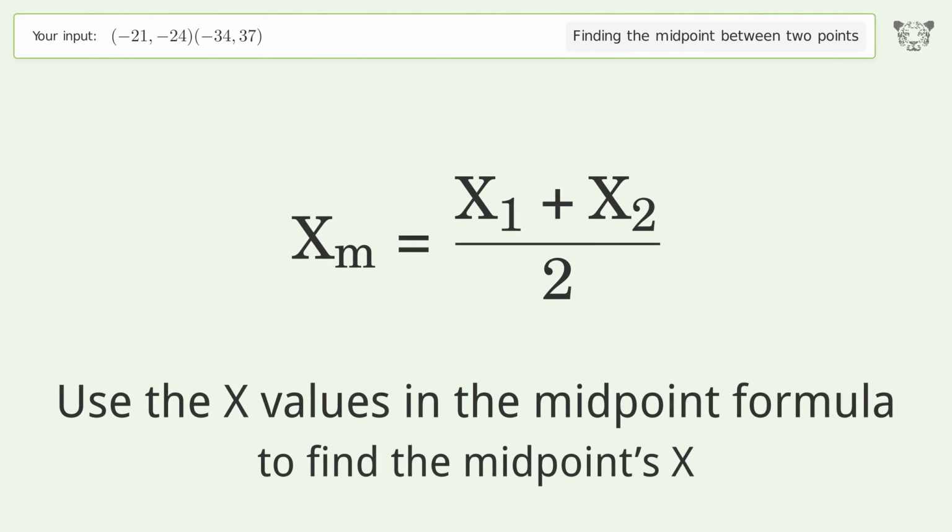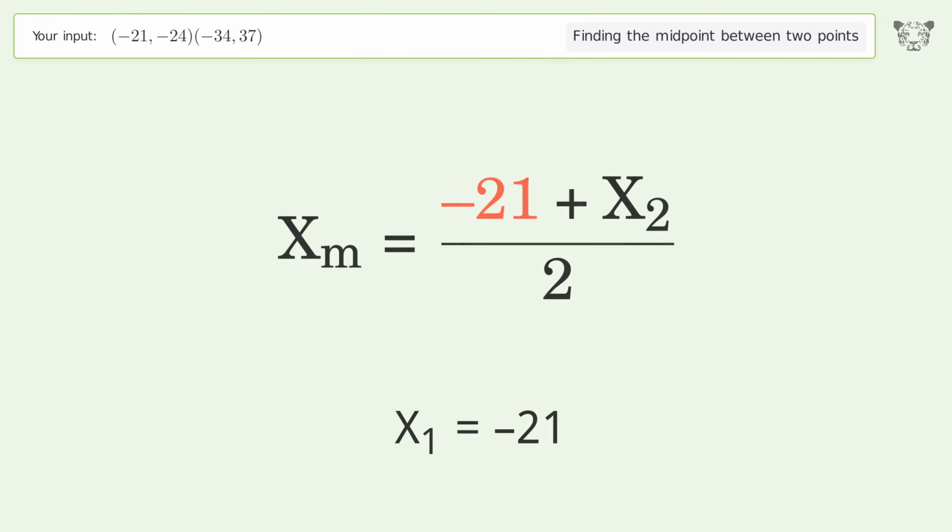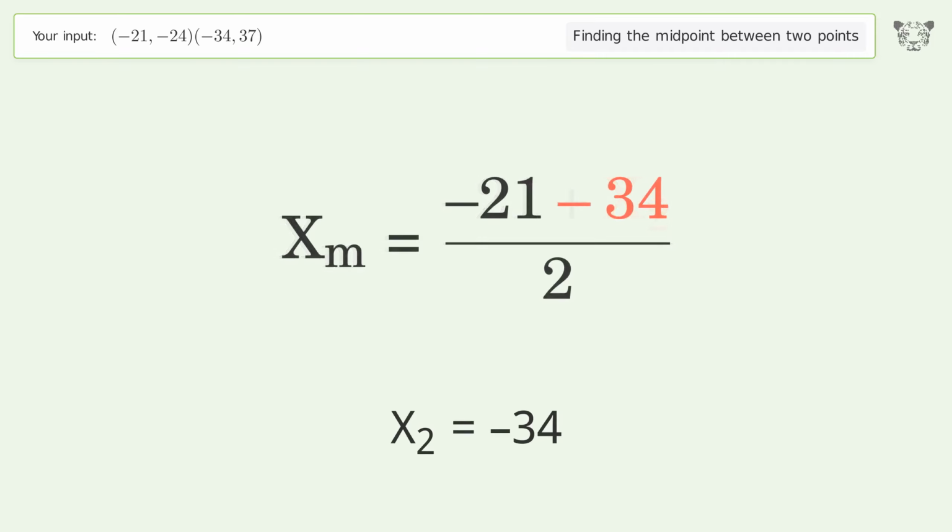Use the x values in the midpoint formula to find the midpoint's x. x1 equals negative 21. x2 equals negative 34. Simplify the arithmetic.